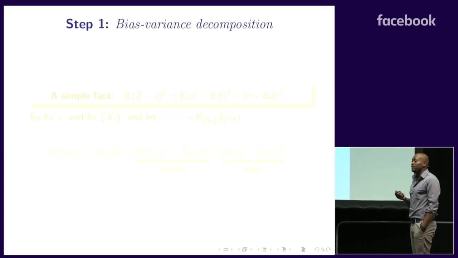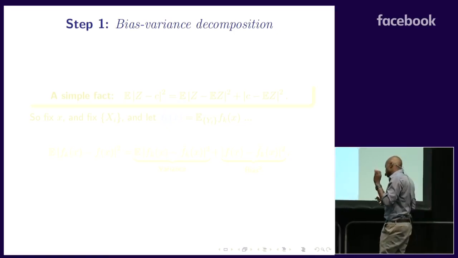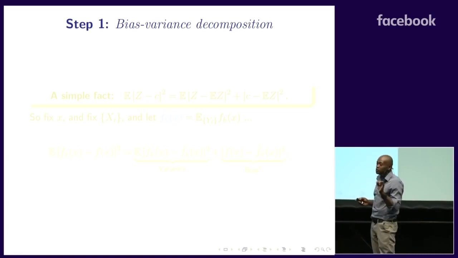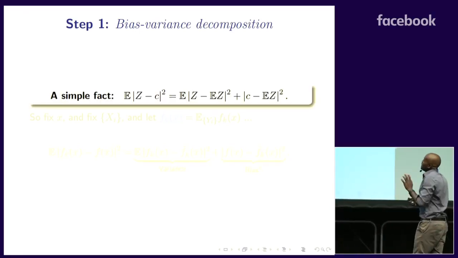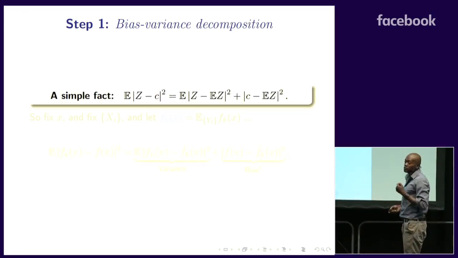So the first step is a simple bias variance decomposition. And the bias variance decomposition is based on the following fact. It's a simple fact that everyone can show. The fact is the following. Let's consider a random variable z, and let's look at the expected distance from z to a fixed point c.